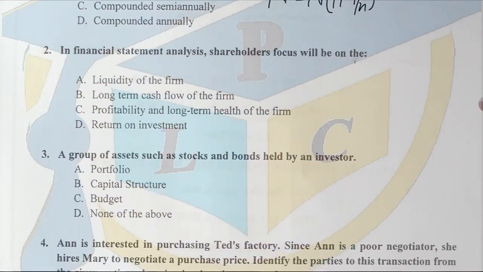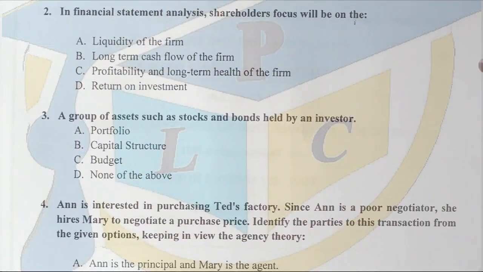Let's go to question number 2. In financial statement analysis, shareholders' focus will be on: A, liquidity of the firm; B, long-term cash flow of the firm; C, profitability and long-term health of the firm; and D, return on investment. So which of them do we think is going to be the prime focus of shareholders?